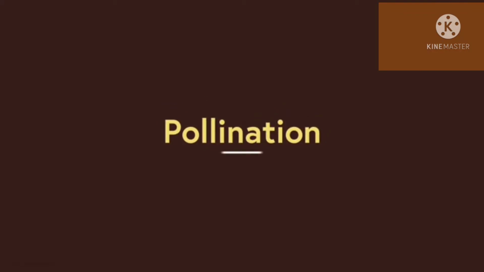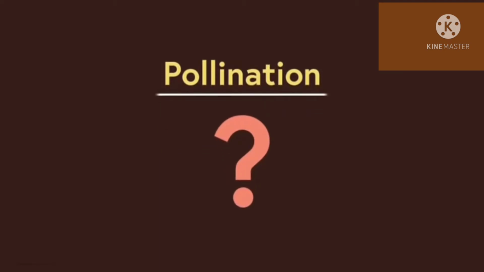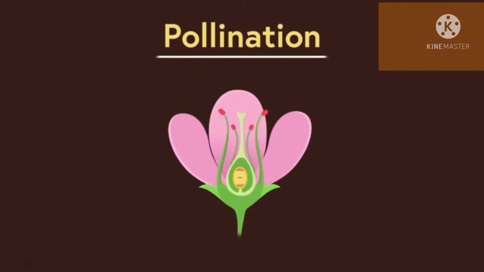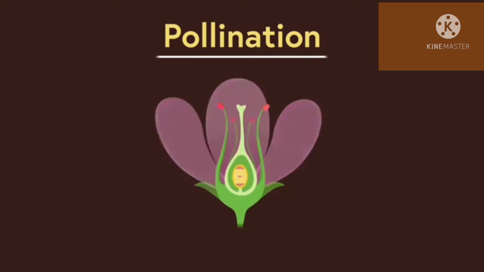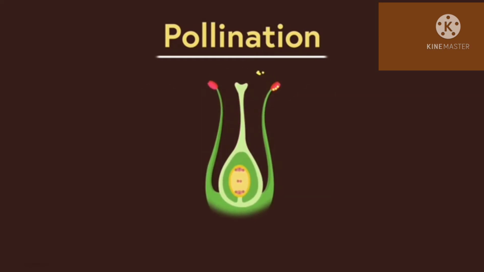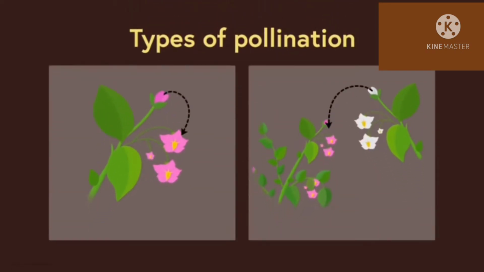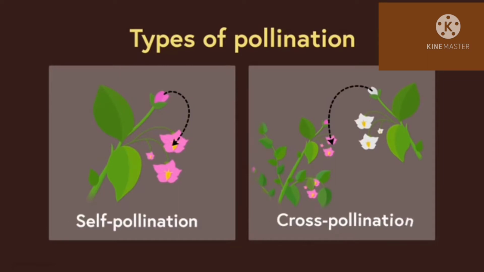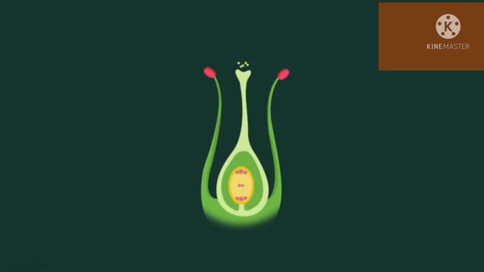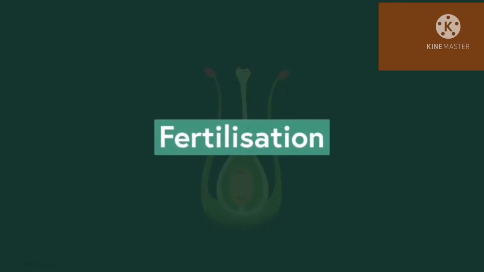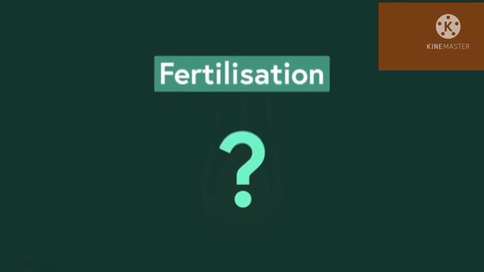In the last video we discussed pollination and the agents of pollination. Can you recall the process? The process of transfer of pollen grains from anther to stigma is called pollination. So what are the types of pollination? Self-pollination and cross-pollination, and there are different types of agents that help to pollinate. Now we are going to discuss the process of fertilization.